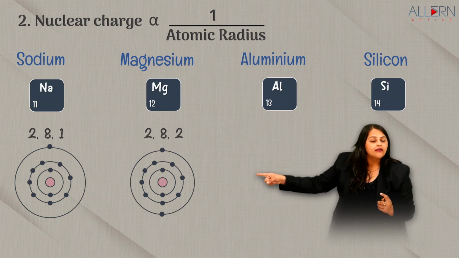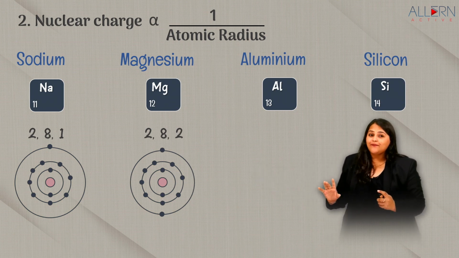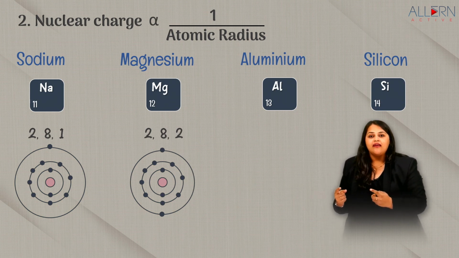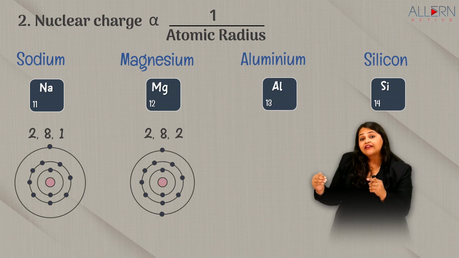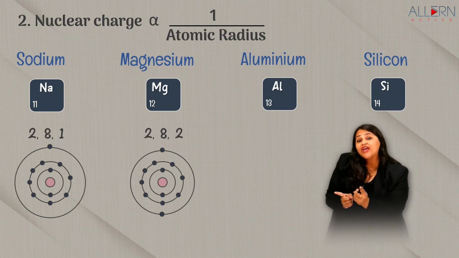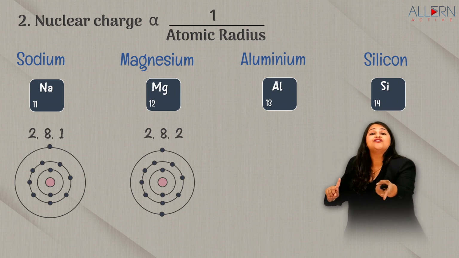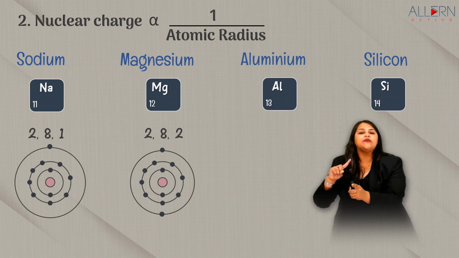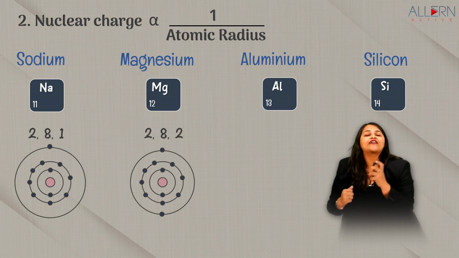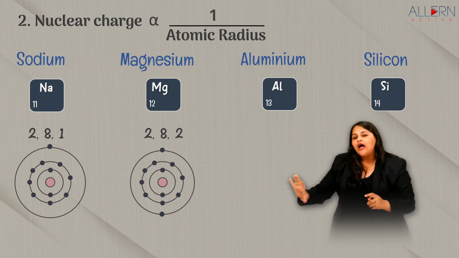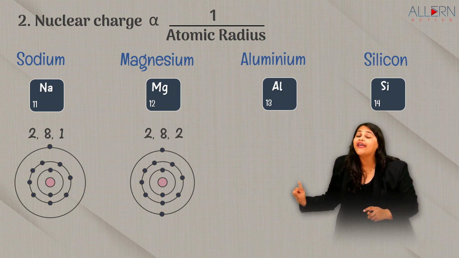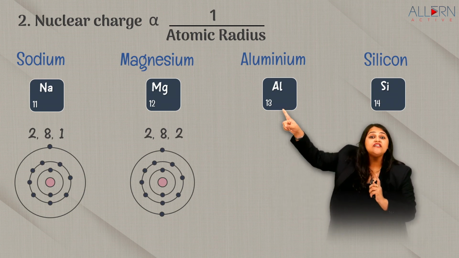Just look at that. It is the same shell. It's just the number of electrons which are increasing. And when the number of electrons are increasing and in the same shell, I'm not talking about another shell, it's just the same shell, the number of protons will also increase. There is going to be a force of attraction between the two. And when there's going to be a force of attraction, the atomic radius will decrease, inverse proportion.